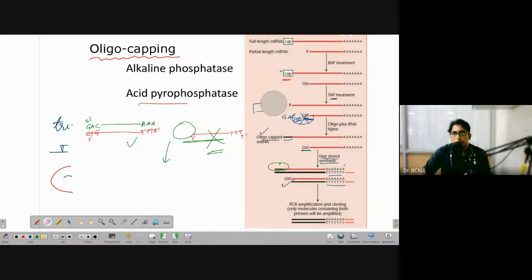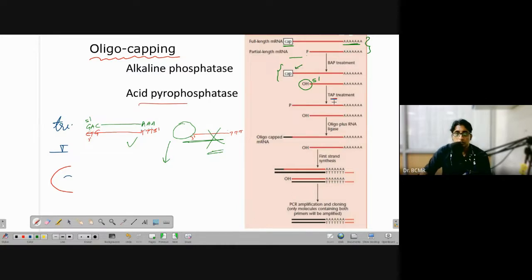The objective of this protocol is to get rid of all the truncated mRNAs. The difference between truncated and full length is, the full length one has both the cap as well as the poly A tail, whereas the partial one does not have the cap. By treating with alkaline phosphatase, we can remove the phosphate from the 5' ends of the truncated mRNAs, while the full length one will be unaffected because of the cap.